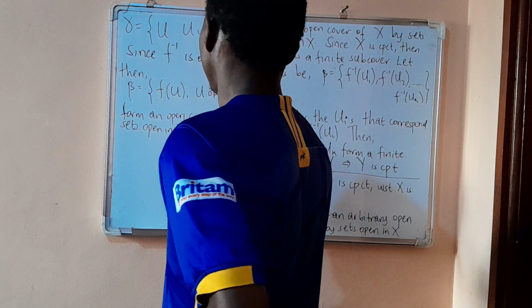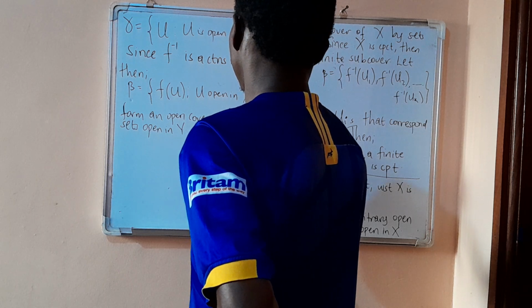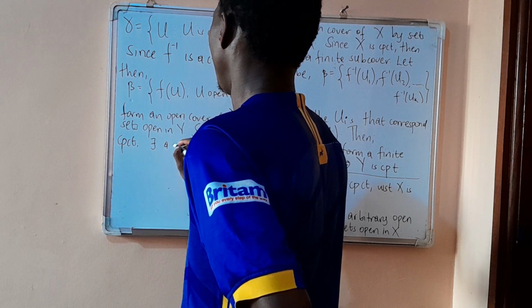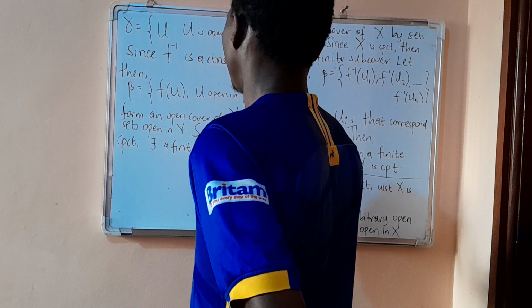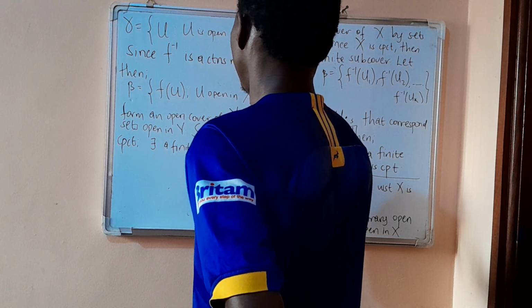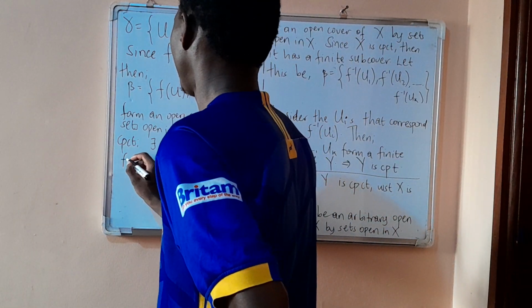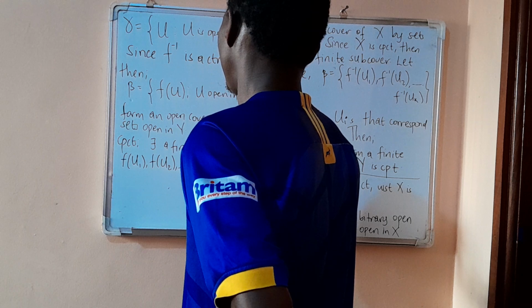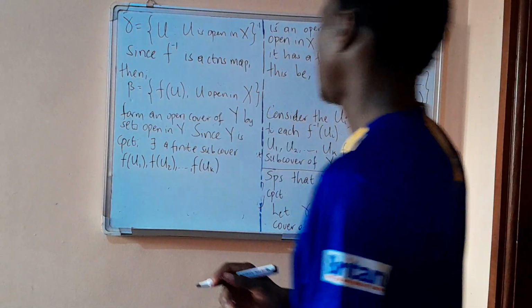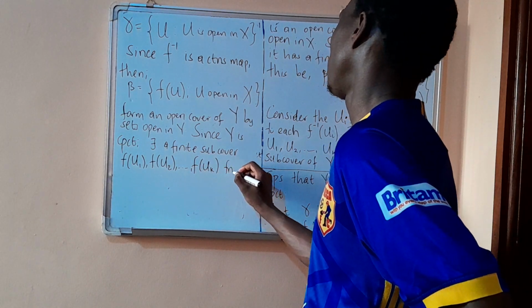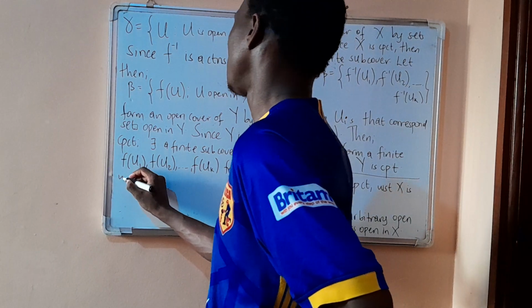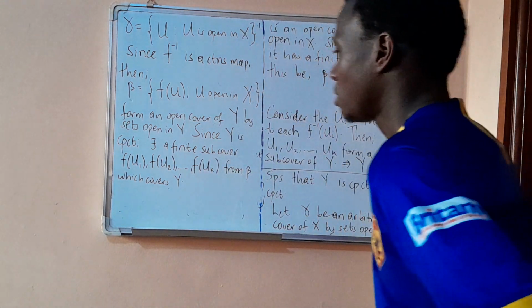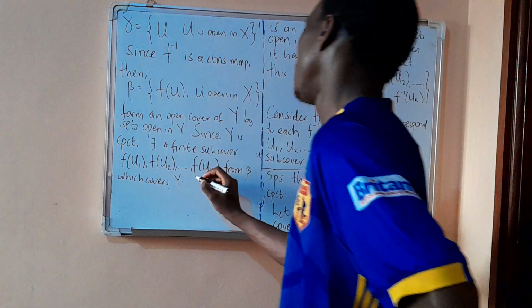Now, since Y is compact, there exists a finite subcover F(U1), F(U2), up to F(Uk) from beta, which covers Y.